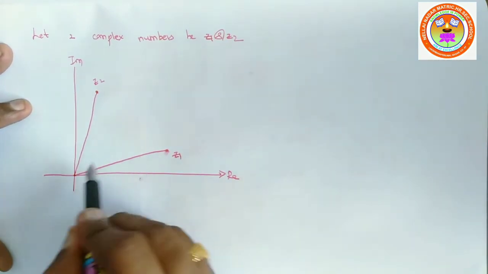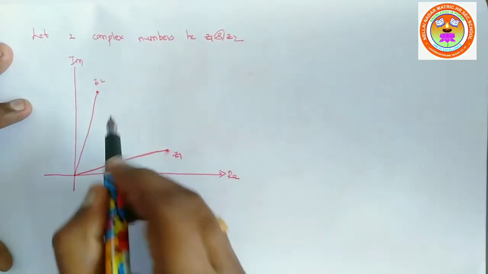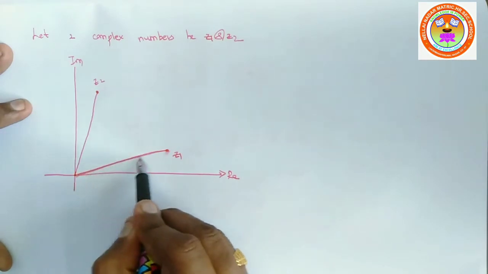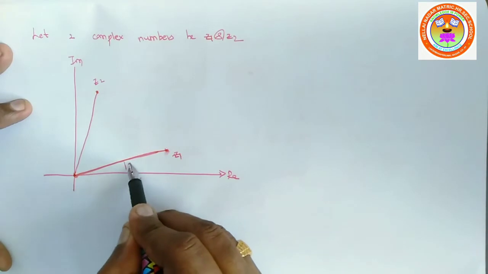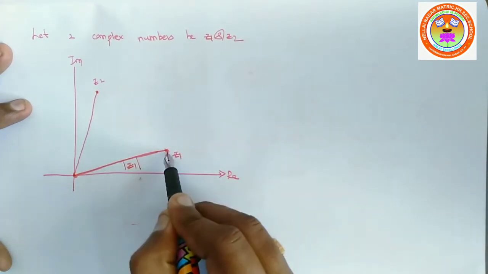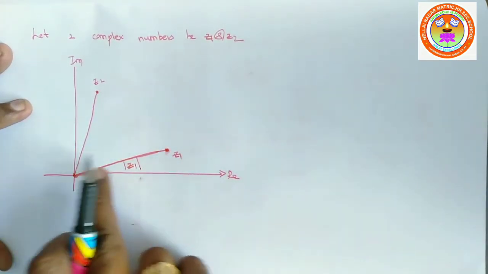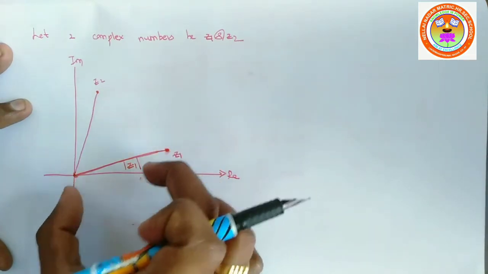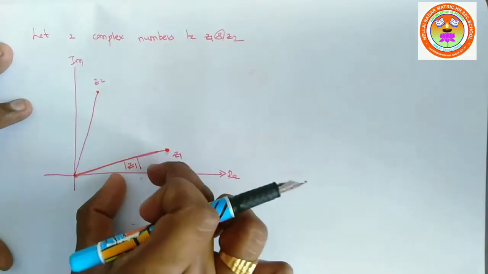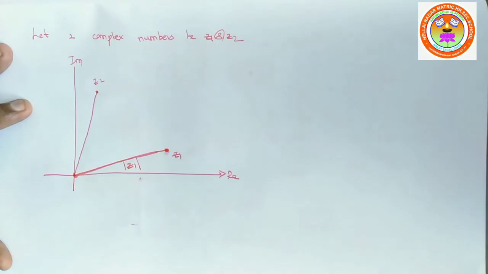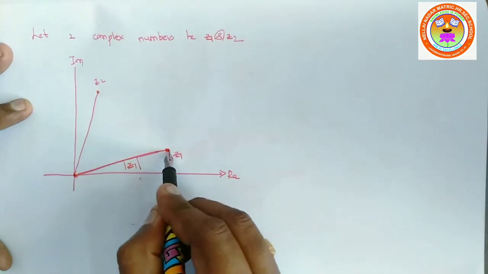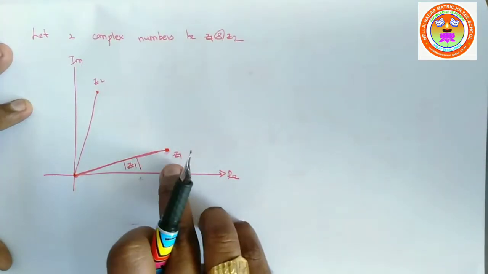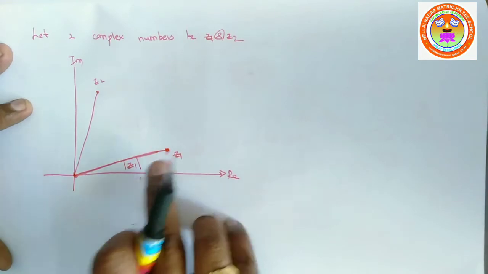If I draw one line, I am going to draw another line parallel to this line. So this will be z1. The distance from here to here will be modulus of z1. Listen, this is the point z1. The distance between origin and z1 is modulus of z1. Once a distance or length comes, I need to put modulus. From here to here, the distance is modulus of z1.